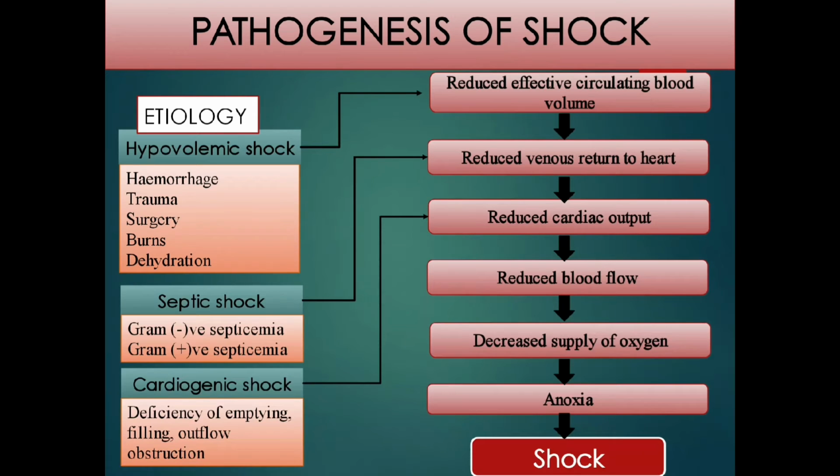Now coming on to pathogenesis of shock, regardless of the etiology, there is a marked reduction in the effective circulating blood volume, due to which the cardiac output is reduced and hypotension develops.